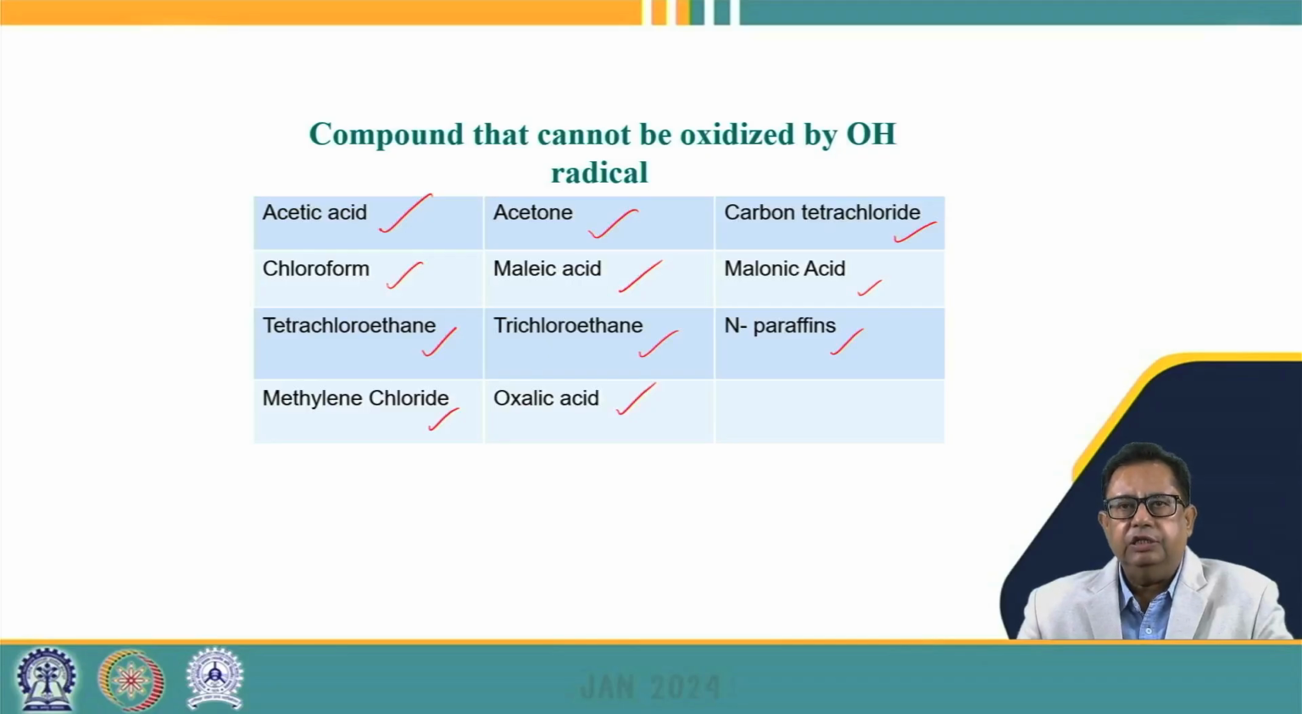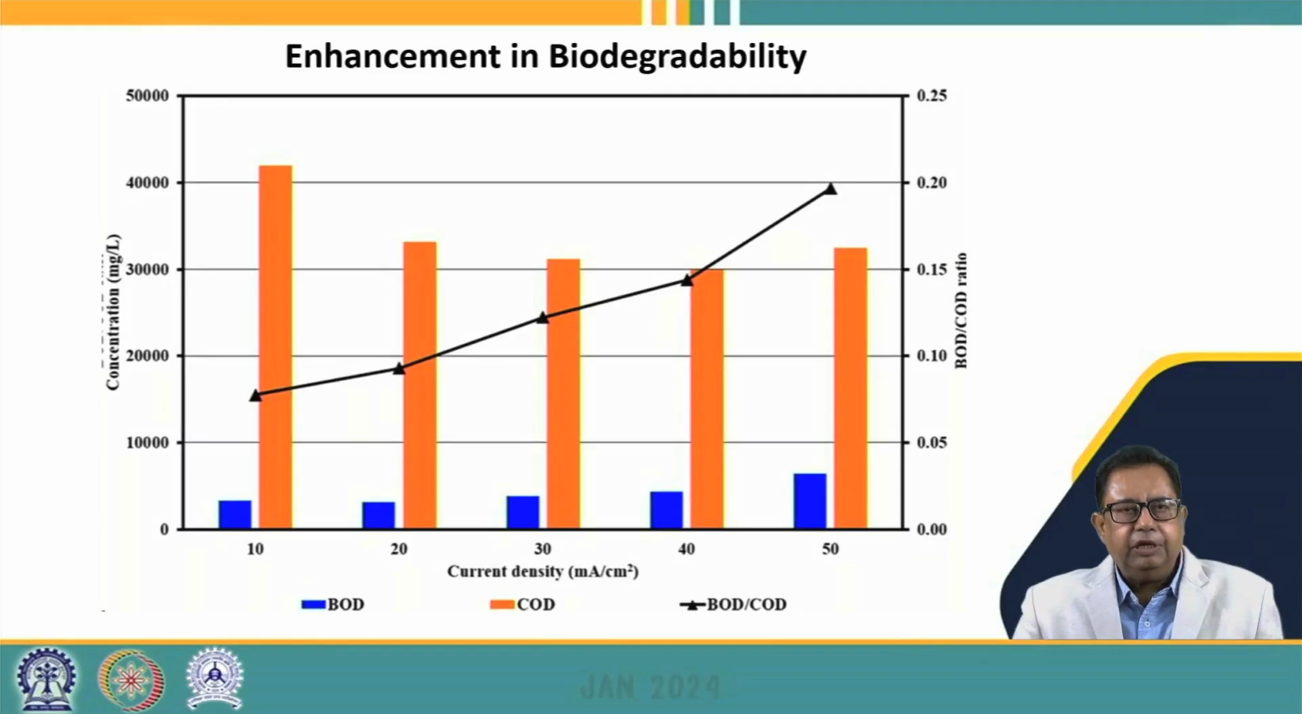So it is very necessary that when we are going for the advanced oxidation process, we should understand the characteristics of the wastewater, what type of organic compounds are present in the wastewater, and whether our .OH radicals or the advanced oxidation process will be able to remove such compounds or not. So it is really necessary that we first of all characterize the wastewater before treating it by using advanced oxidation processes. So one important application of the advanced oxidation process is the enhancement in the biodegradability.